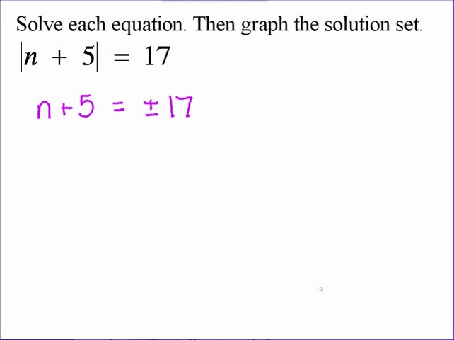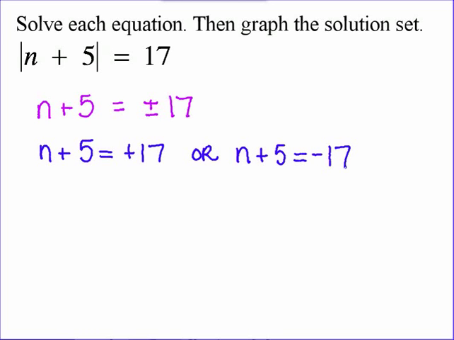So how many solutions am I going to get here? Two. Now, for some of you, I'm going to show you 2 ways. The first way is I'm going to state that n plus 5 equals positive 17, or n plus 5 equals negative 17.